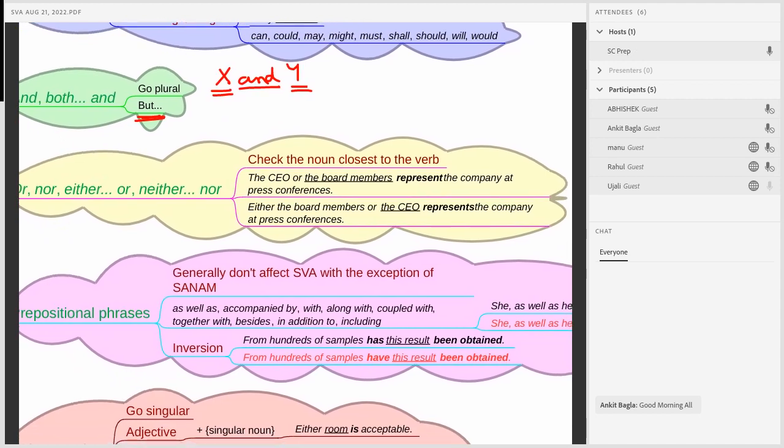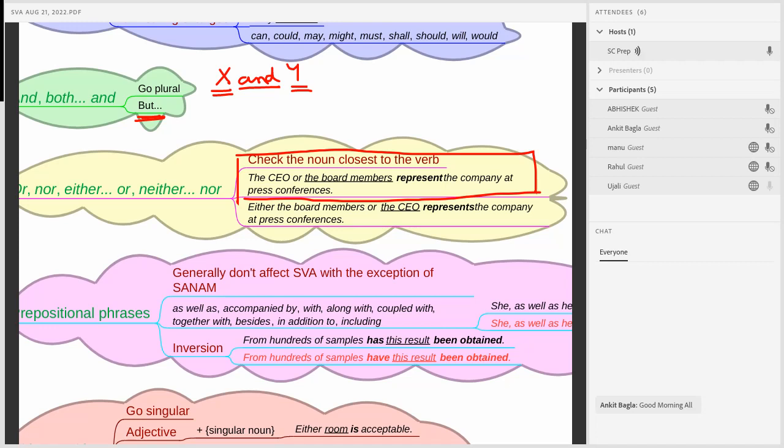Now, if you take a look at this sentence, the CEO or the board members, right now you've got an or over there and it's joining two nouns. What are the two nouns it's joining? CEO and board members. Now, the verb is represent. Represent is closer to the board members than it is to CEO, and therefore, it's going to agree with board members.